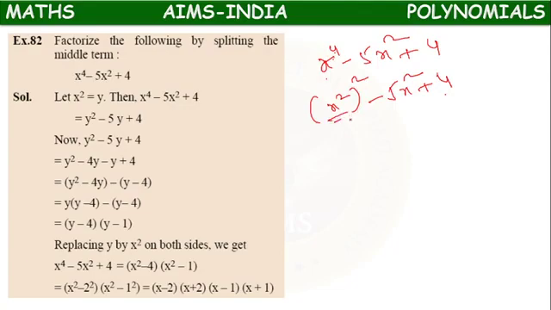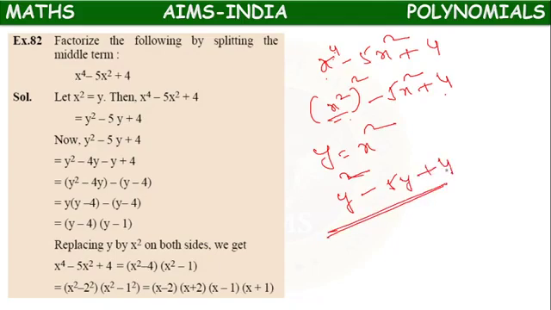Already we have x square here, so what will we take? We will assume that y equals x square. Then it will become y square minus 5y plus 4. Now we can factorize this. The product is 4, and we have to divide into two terms whose sum is minus 5. What can we take? Minus 4 and minus 1.